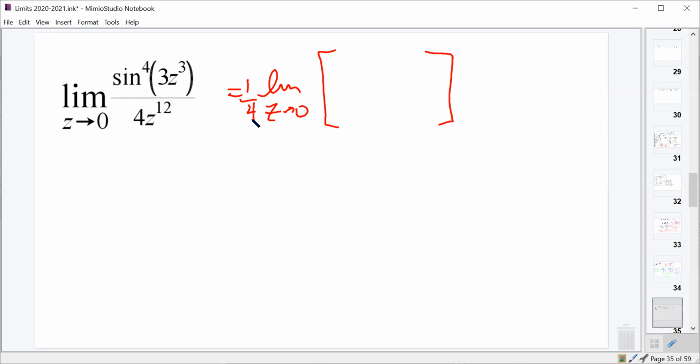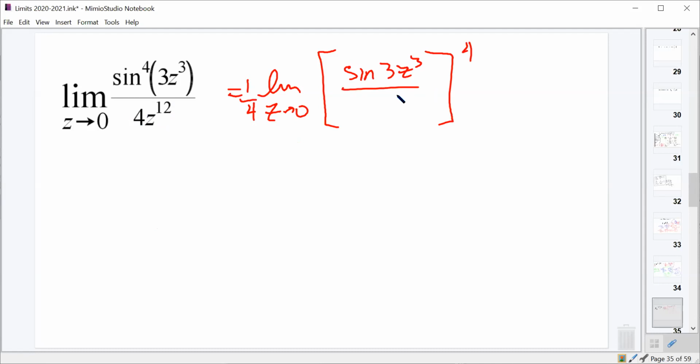It's just a number, right? It's just a 1/4. That's a 4 in the denominator. Oh, so you're using the constant rule to pull it out? Exactly, yep. And so now I'm going to take everything that's in here and say it's being raised to the 4th power. So I have sine of 3z cubed, and I have z to the 12th.